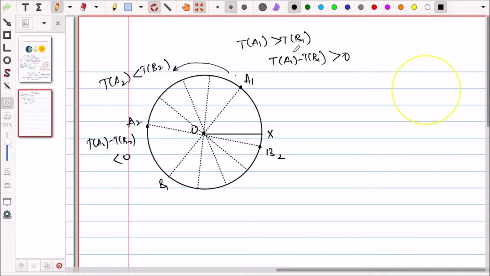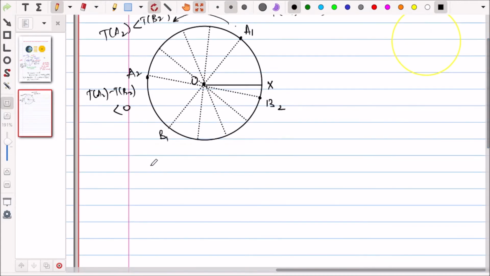So you can see that the difference between the temperatures at the opposite points is moving from positive to negative as we move away from the initial line in the anti-clockwise direction. Now because our temperature is a continuous function, their difference is also a continuous function, and since the difference is continuous and changes its sign from positive to negative, it must cross 0 at some point. That is the idea behind the proof that we are going to write.